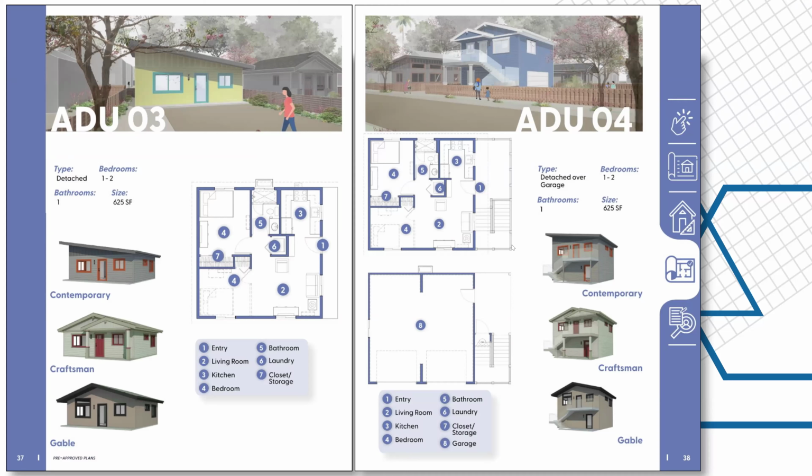Plan 4 is a 2-story with a garage on the lower level. And it's basically Plan 3 on top of the garage for our Plan 4. So it's the same 625, 1 or 2 bedroom based on the option they want to select.